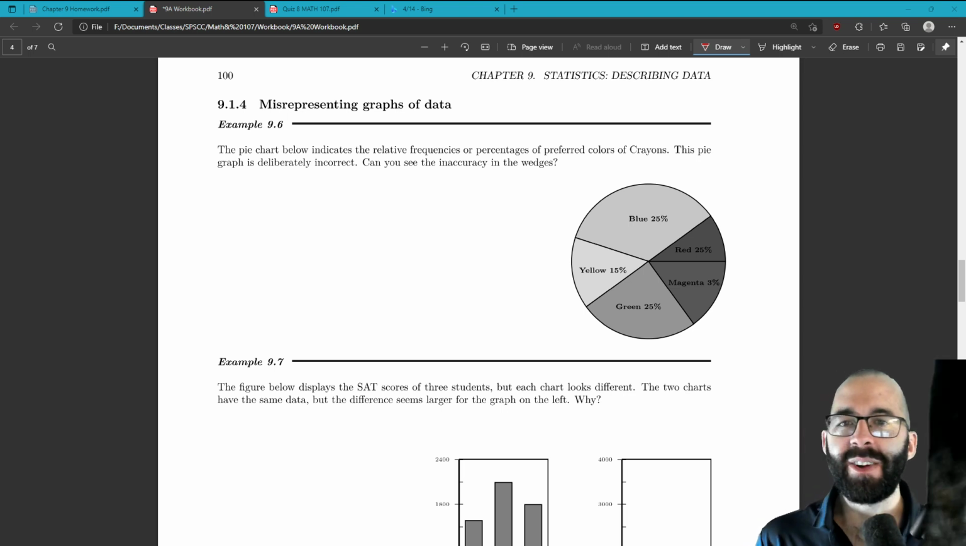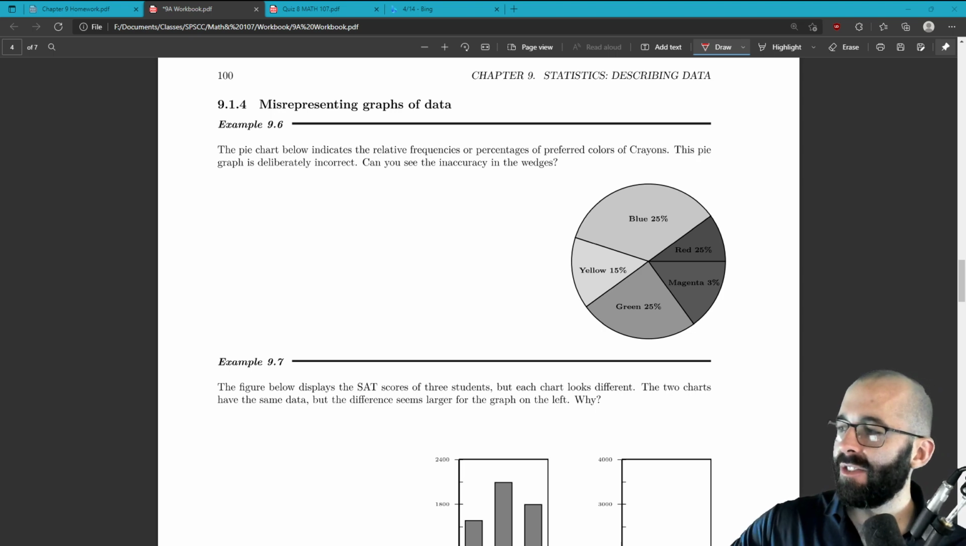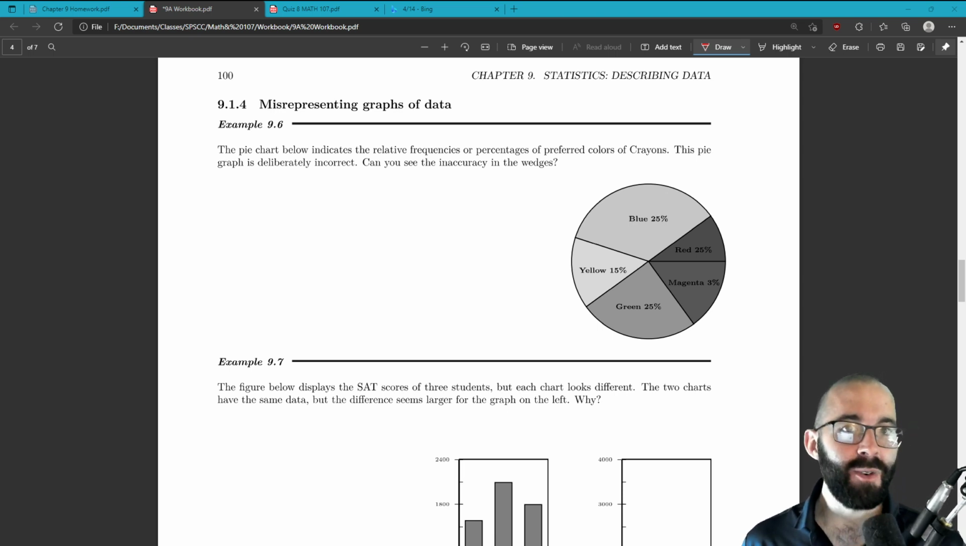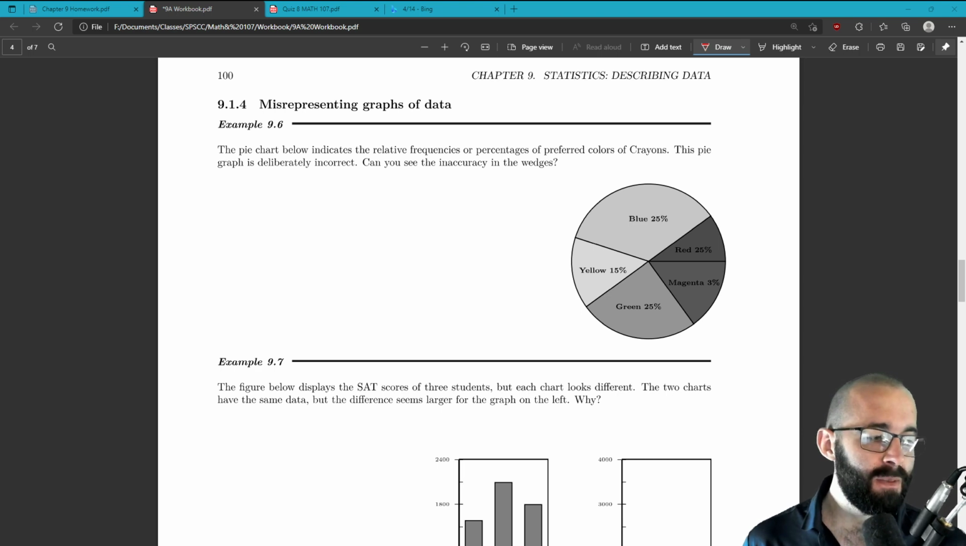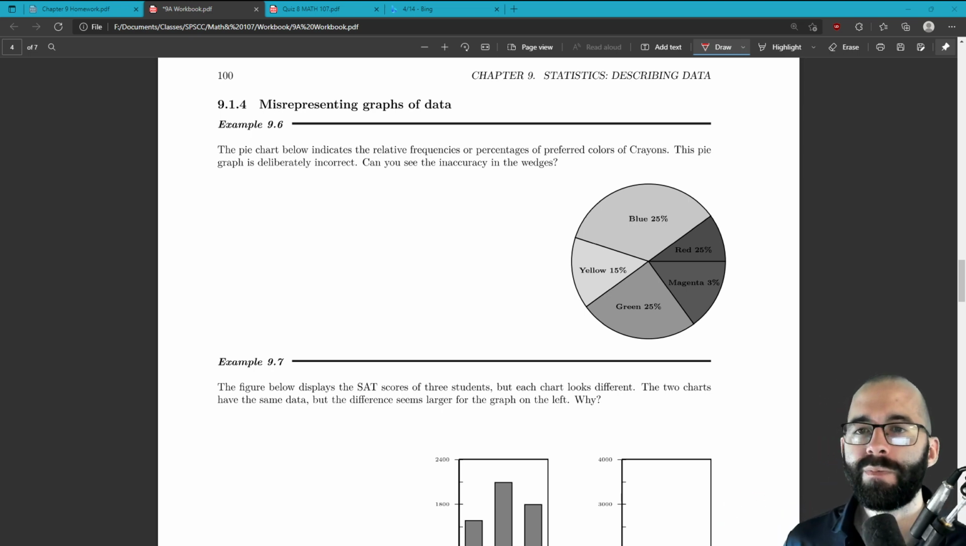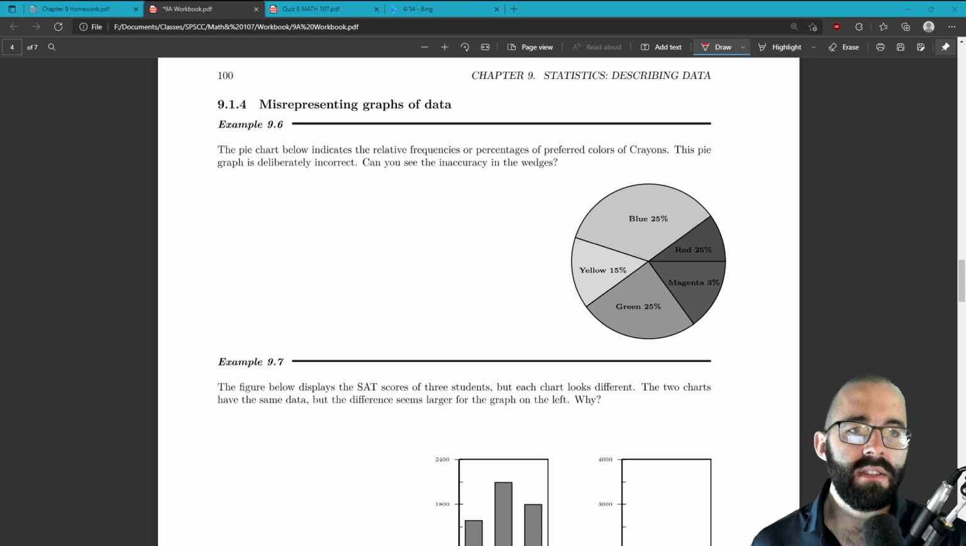So we're going to talk about misrepresenting graphs of data. There's a lot of different ways that people stretch the truth or sometimes lie. We'll see a case of each in these graphs today, and it's important to be able to recognize it. There's a lot of subtle things that people will do to try to nudge you in the direction that they want you.